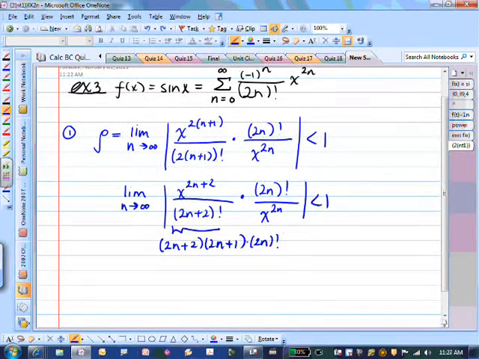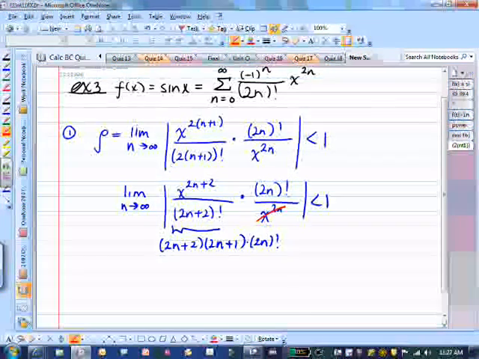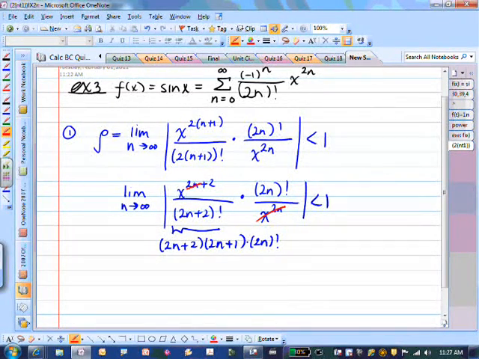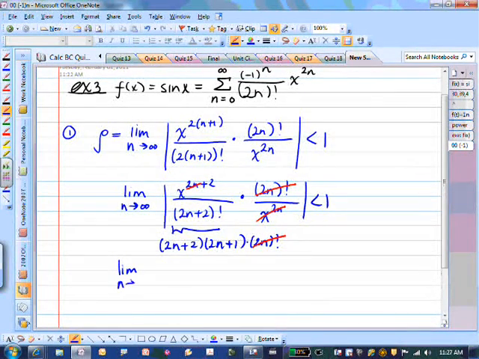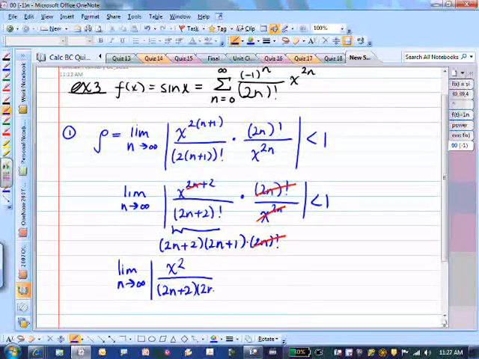Okay, so things that'll cancel out. The x to the 2n will cancel out, and the 2n factorial will cancel out the 2n factorial. So all I should be left with is the limit as n approaches infinity. And on top, I'm left with an x squared. And on the bottom, I'm left with a 2n plus 2 and a 2n plus 1. Okay, less than 1. Here's the deal, though.